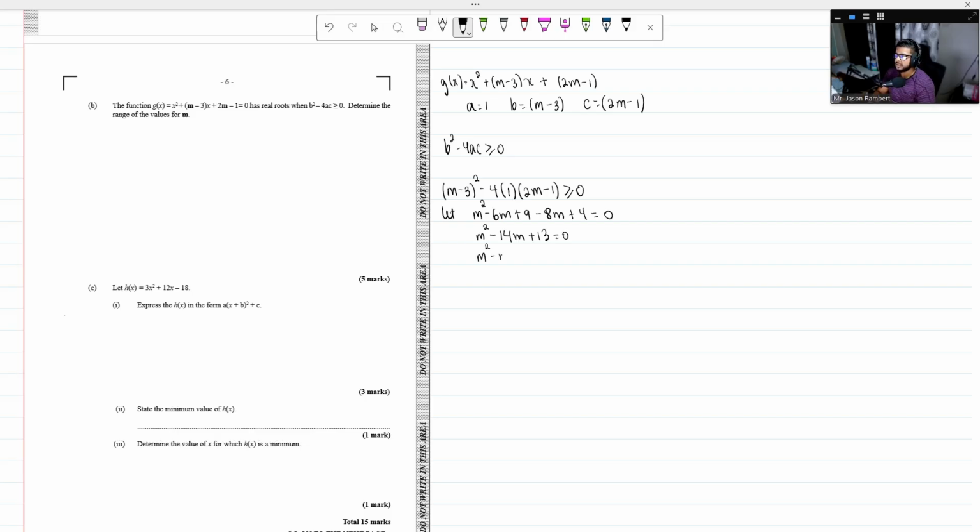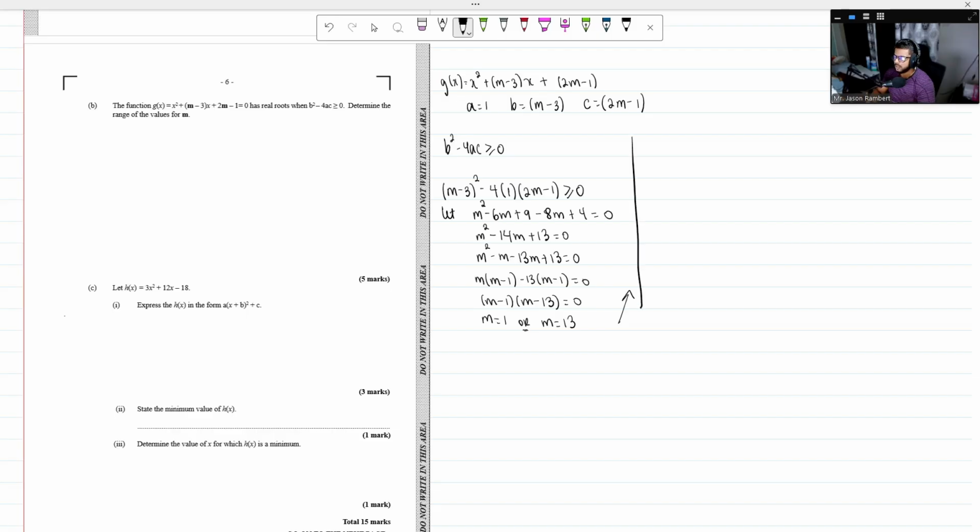m squared minus m minus 13m plus 13 is equal to 0. m into m minus 1 minus 13 into m minus 1 is equal to 0. m minus 1 into m minus 13 is equal to 0. I get m is 1 or m is 13. My job was to calculate the roots.